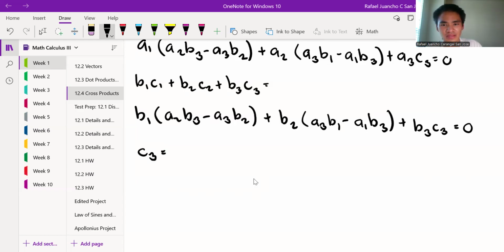C3 is A1B2 minus A2B1. And so what does that mean? This means that a vector perpendicular to both A and B is that vector C, right?